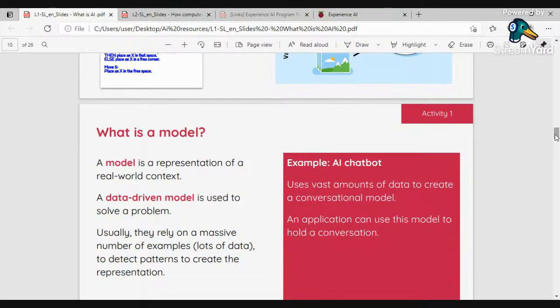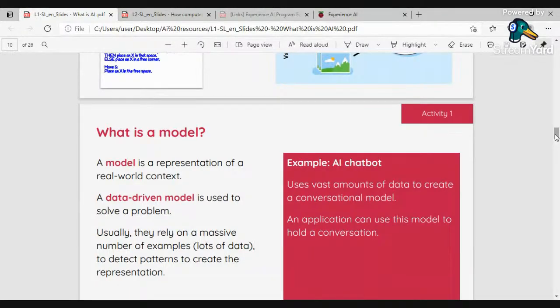In order for that to work, to build an application, you need a model. We were told here that a model is a representation of a real-world context. An example is an AI chatbot, which uses a vast amount of data to create a conversational model. An application can use this model to hold conversation. So basically, when you want to build an application, you must use a model.